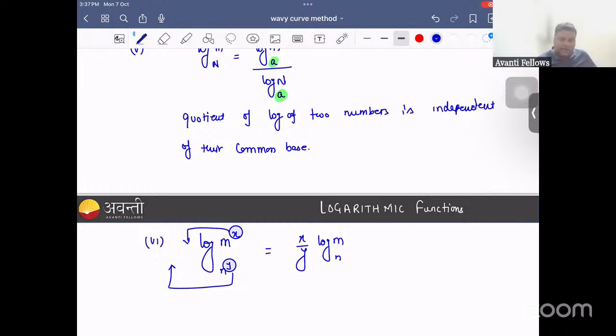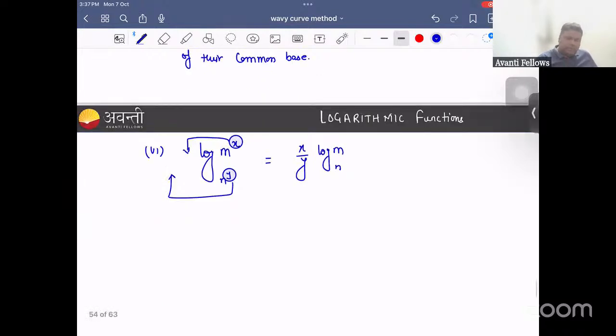X upon y log m base n. Now, from the base changing theorem, we can also say that log a base b into log b base a is 1. It means log a base b and log b base a are reciprocals of each other. How come? Say this log a base b into log b base a.